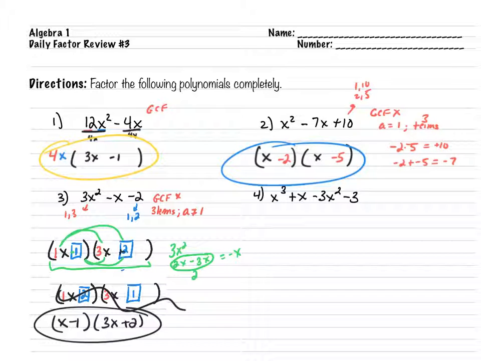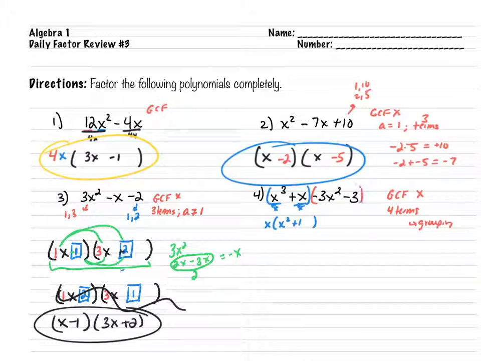As we approach number 4, we always check for the GCF first. There is not a GCF of all the terms. We see that there's 4 terms, which means we should use factor by grouping. So we group the first 2 terms together and look for their GCF. So x cubed and x have an x in common. So if I divide both of those by x, I'd be left with x squared plus 1.